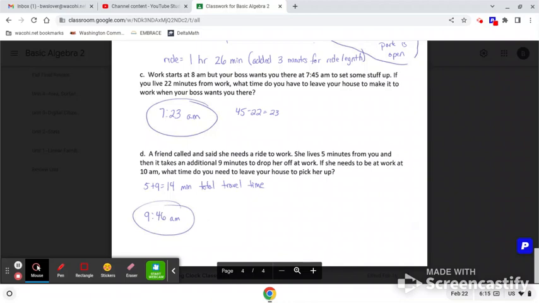So we have to backtrack, right? She has to be there at 10, so we're going to subtract 14 minutes from 10 o'clock. Brings us to 9:46. So I caution you on using your calculator with elapsed time. It does not always work well because your base for counting hours or counting time is going to be 60 minutes. So your base is 60, which is not the same as what your calculator is designed for. So keep that in mind.